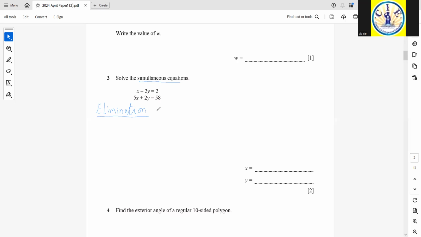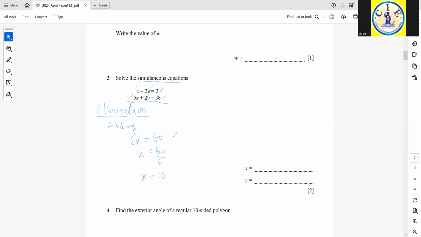Okay, how can we eliminate any of these variables? If we add them, adding both the equations, we see that negative 2y and plus 2y can be cancelled out, and x and 5x will give us 6x, and on the right side 2 plus 58, that is 60. So the value of x is 60 divided by 6, because we are going to shift this 6 to the other side, it will get divided. So the value of x is 10.